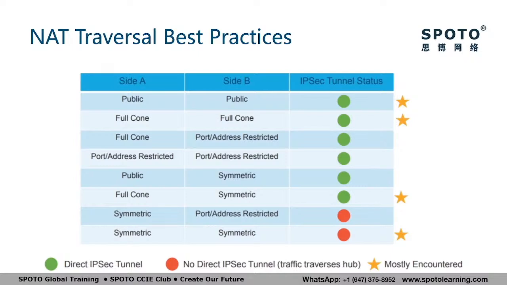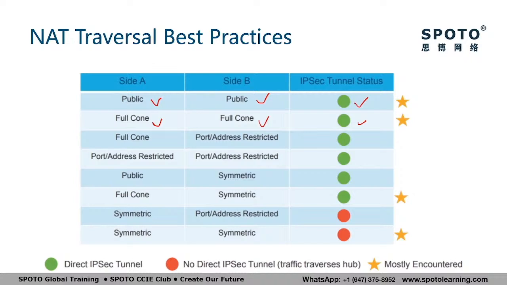NAT traversal best practices. As you can see in this table, if we have a public IP address at site A and a public IP address at site B, it's trouble-free. This is mostly encountered, and the IPsec tunnel status is green or good. Or at site A and site B, they both use full cone. This is trouble-free as well.